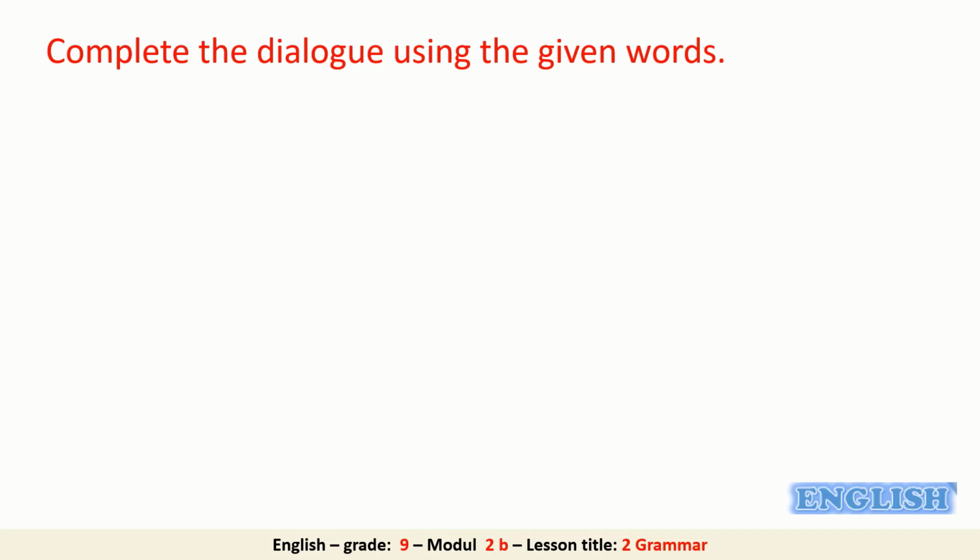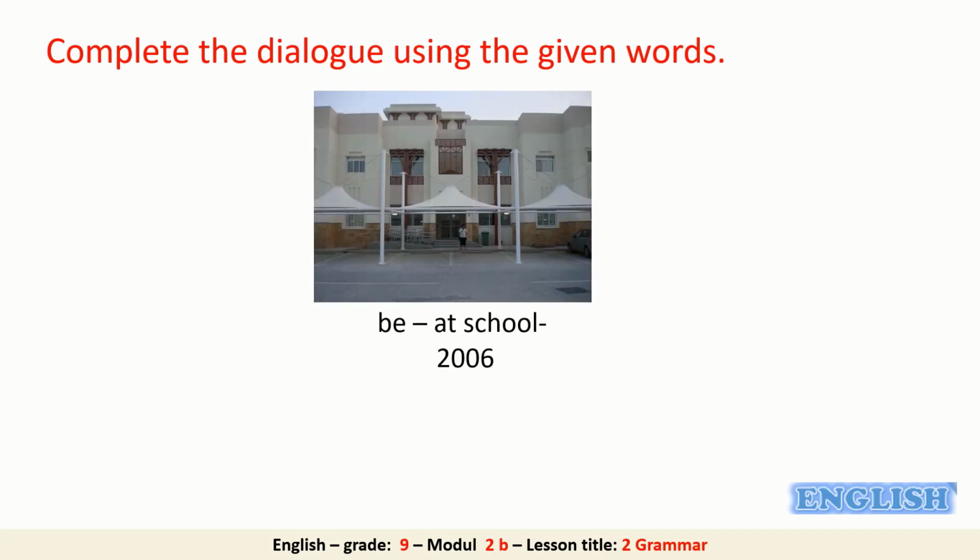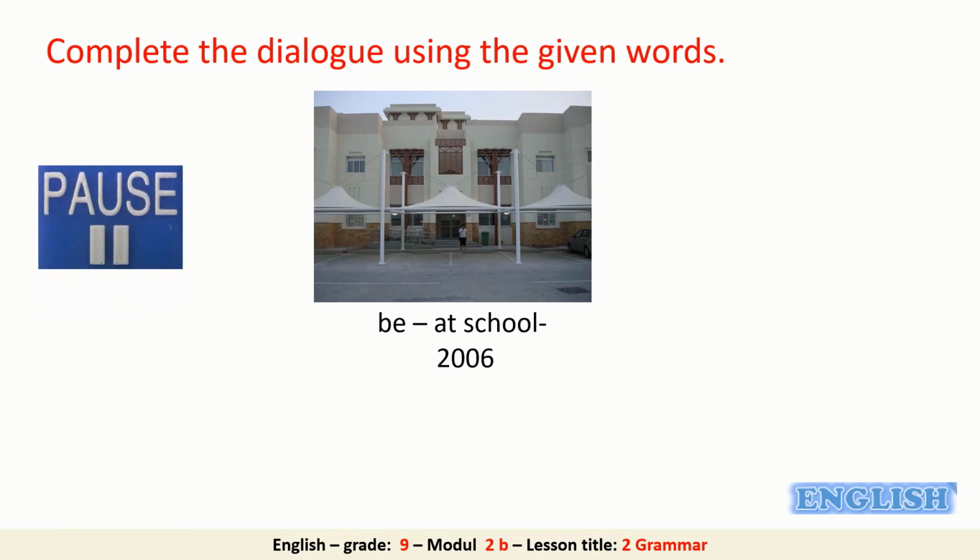Now, let's complete the dialogue using the given words. This is a picture of a school. Here we have be at school and 2006. We are going to make a question and answer it about it using present perfect simple, of course. And now I want you to pause the video and think of the question and the answer using these words. Go ahead.